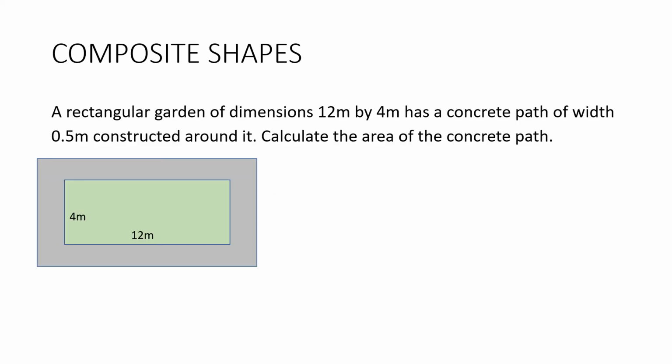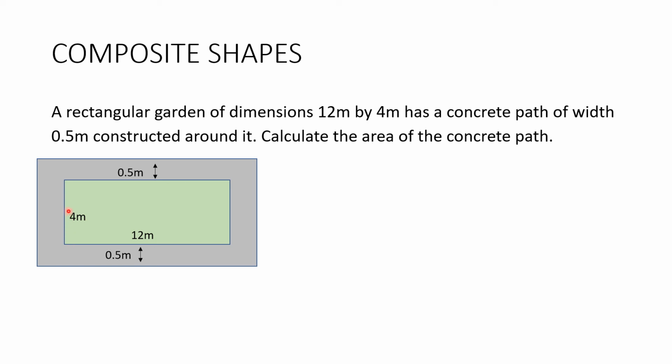Here's our second example. A rectangular garden of dimensions 12 meters by 4 meters has a concrete path of width 0.5 of a meter constructed around it. Calculate the area of the concrete path. All right, so we can see that we have got the garden here, which has got dimensions 12 meters by 4 meters, but we don't actually know the dimensions of this larger rectangle.